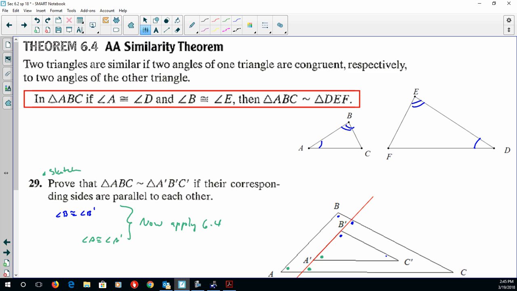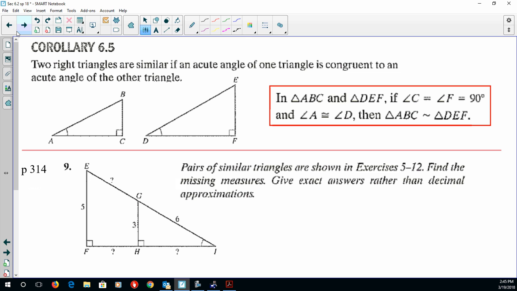Okay, 6.5 is a right triangle version of 6.4. Now in 6.4 you needed a pair of corresponding congruent angles. Well, if you've got right triangles, you already know that the right angle parts are congruent. So you just need one more pair of congruent angles. So in ABC and DEF, if C and F are 90 degrees, so if it's a right triangle, and A is congruent to D, then ABC and DEF are similar. Okay, it's just a right triangle version of the previous one.